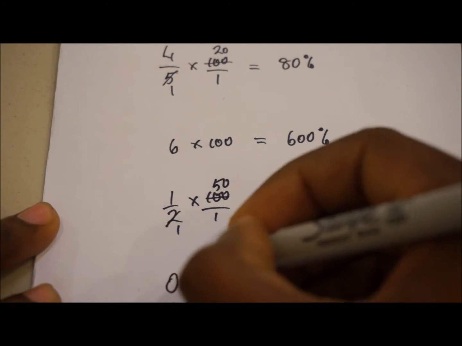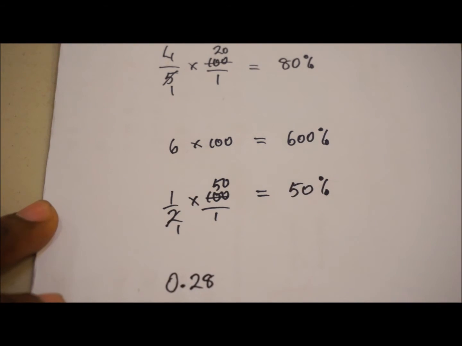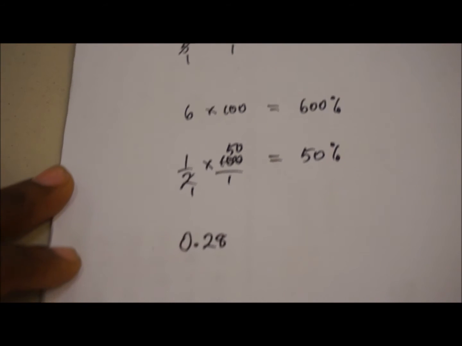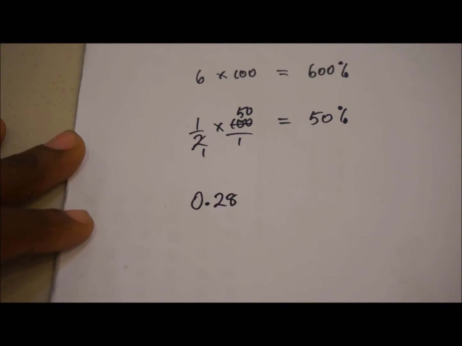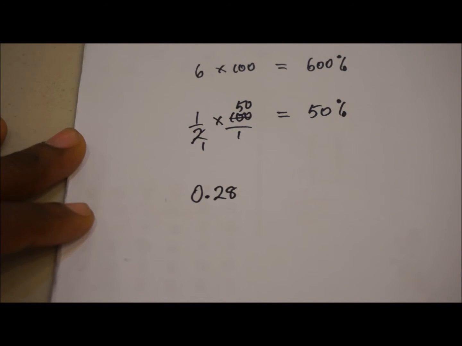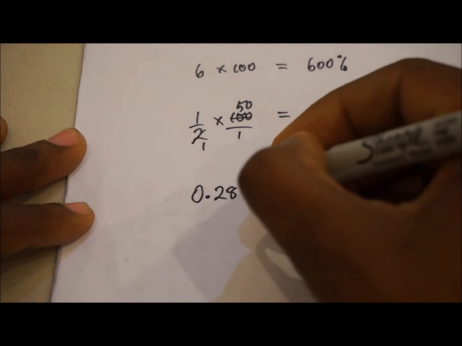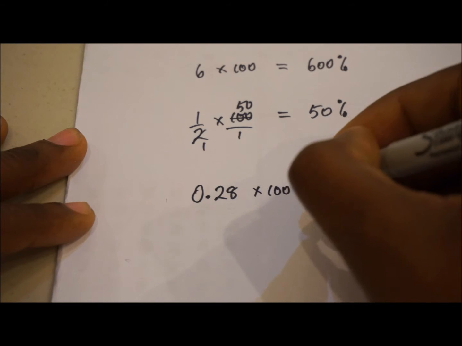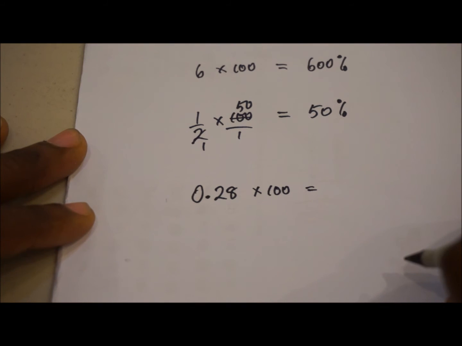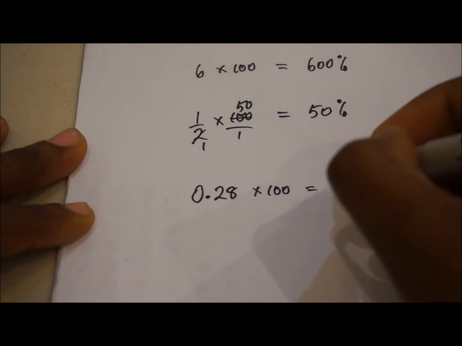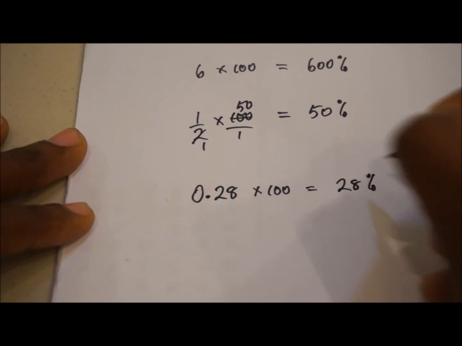What about 0.28? Change 0.28 into a percent. If I'm changing 0.28 into a percent, I would simply multiply 0.28 by 100. Therefore, 0.28 as a percent is 28%.